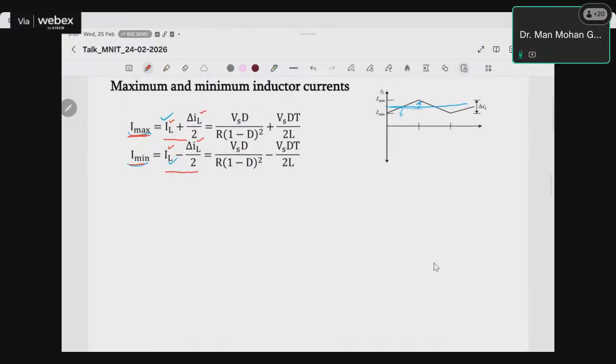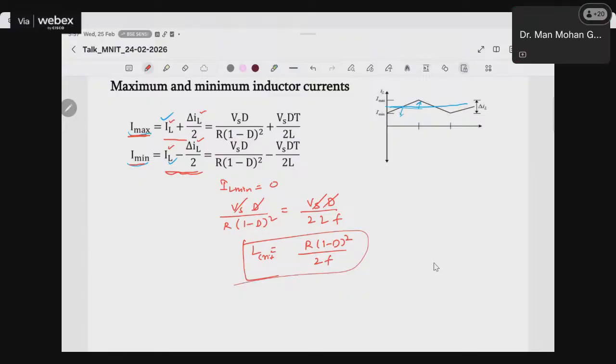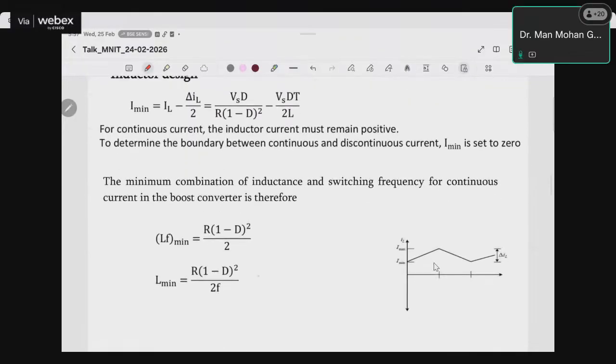Now we can also find the value of L minimum. For L minimum, we need to keep IL minimum to be 0. So this term should be 0. It means Vs upon D R (1 minus D) square should be equal to Vs D upon 2LF. D will cancel out. So from here L critical comes out to be R (1 minus D) square upon 2F, right? This is the minimum or critical value of inductance, and the actual value of inductance can be greater than this for ensuring the CCM operation.